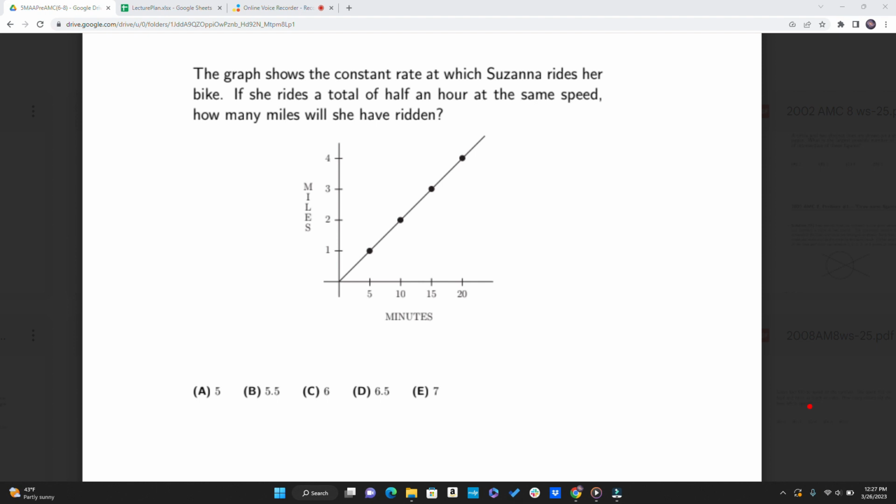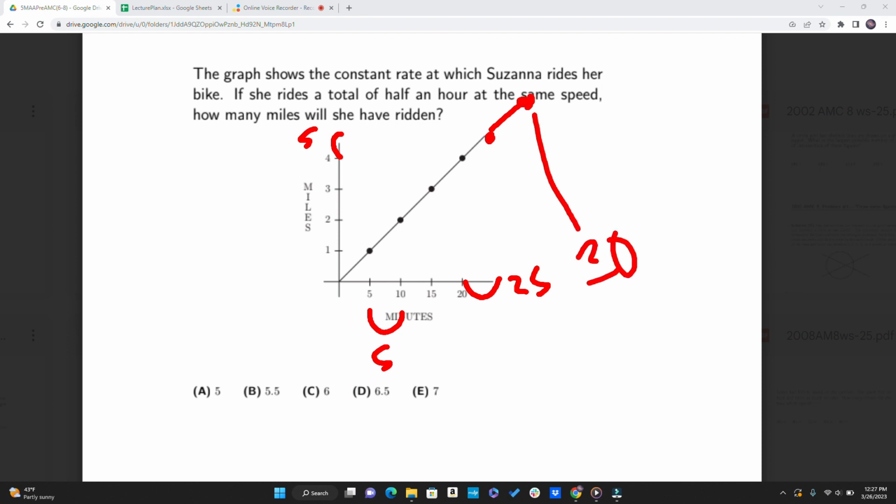So we can keep increasing, right? This increases by 5 minutes. So in 25 minutes, she'll have gone another mile, right? She goes 1 mile every 5 minutes. So another 5 minutes, another mile. So she'll have gone 5 miles in 25 minutes. Then we increase again. So in half an hour, that's 30 minutes, she'll have gone another mile. That's 6 miles in 30 minutes. Answer choice C.